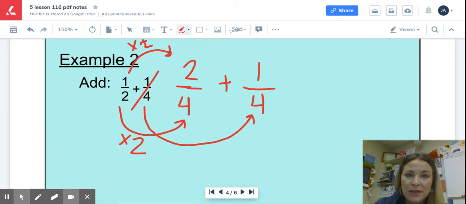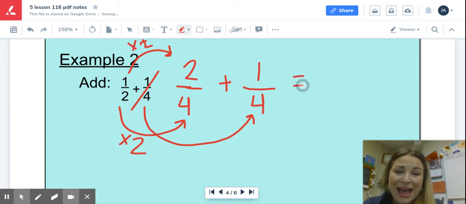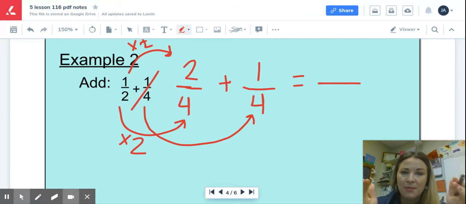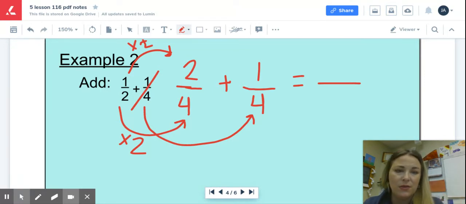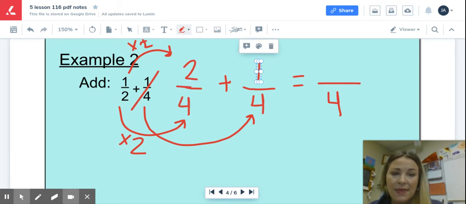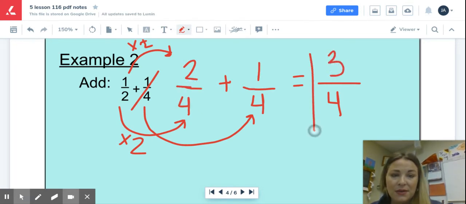So now I have a new addition problem. When you add fractions, your denominator stays the same. Don't touch it. Don't all of a sudden make your denominator 8 over here because you added them together. Don't do that. Your denominator stays constant. It stays the same. So part of your answer, boom, it's done. You just carried it over. Now all you have to do is add your numerators together. So we have 2 plus 1, and that's 3. And your answer is 3/4.